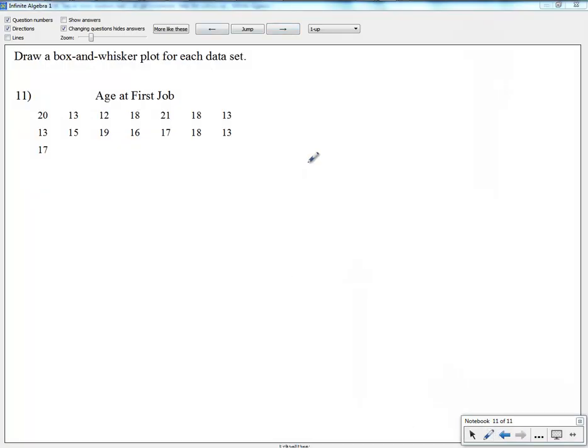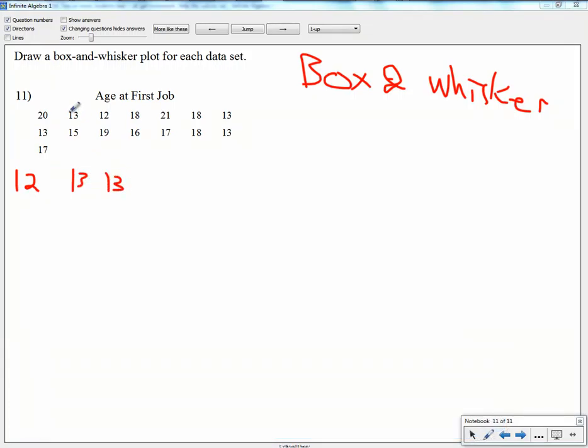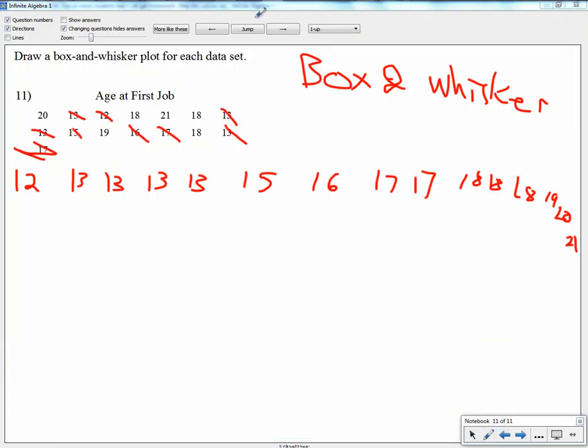Problem number 11 here, what we're doing is box and whisker. So what we first need to do is sort these. From smallest to largest, we're going to have 12, 13, 13. Now what I like to do is count 1, 2, 3, 4, 5, 6, 1, 2, 3, 4, 5, 6, and that means my median number is 17.